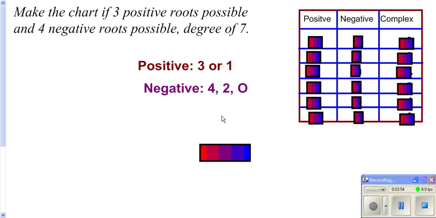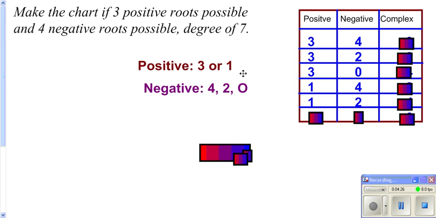So when you're looking at this, your 3 could be paired up with the 4, or your 3 could be paired up with the 2, or your 3 could be paired up with the 0. Three can't be paired up with anything else, so your 1 could be paired up with the 4, or your 1 could be paired up with the 2, or your 1 could be paired up with a 0.